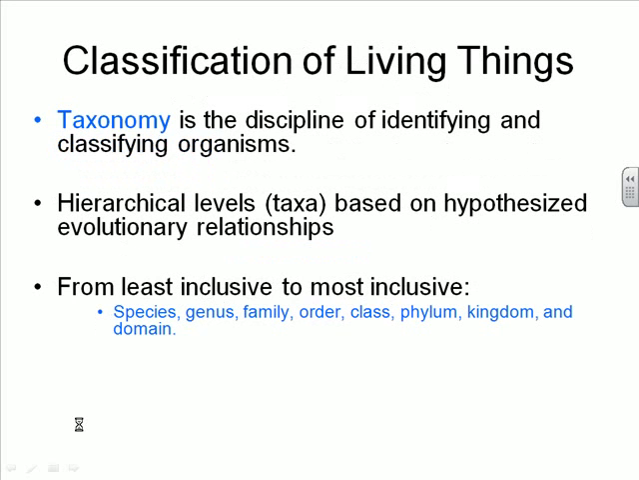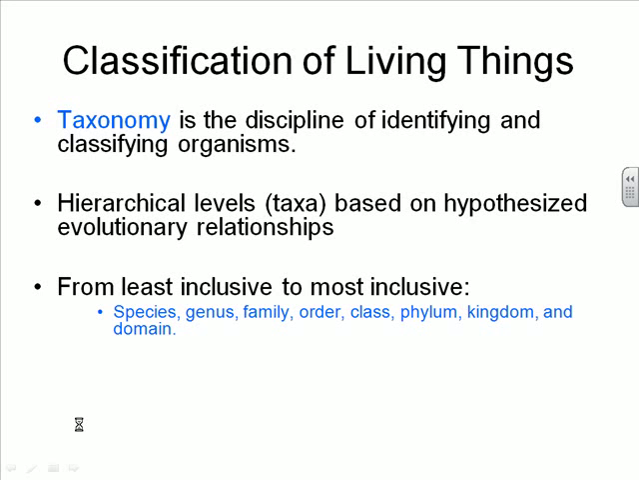So how do we classify our living things? Well, the whole science of classifying organisms and identifying them is referred to as taxonomy. Now, we have levels of taxonomy that are based on evolutionary relationships between species. Now, if you start out with the least inclusive, meaning the most specific, then we have something referred to as a species.